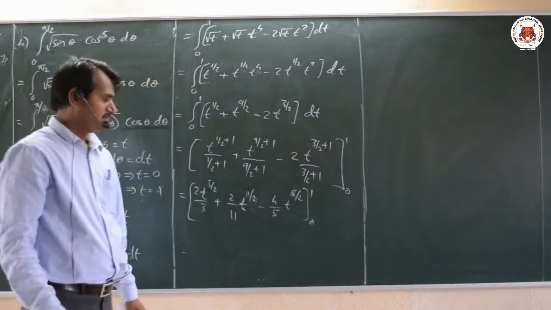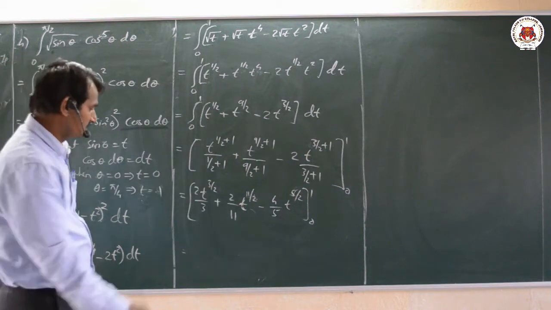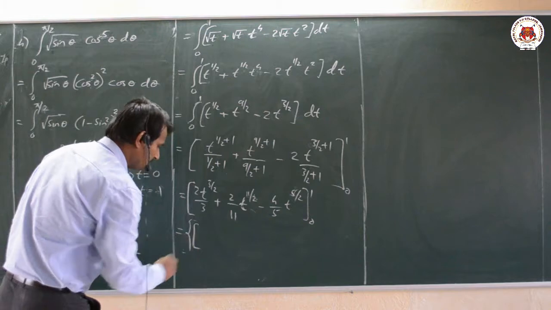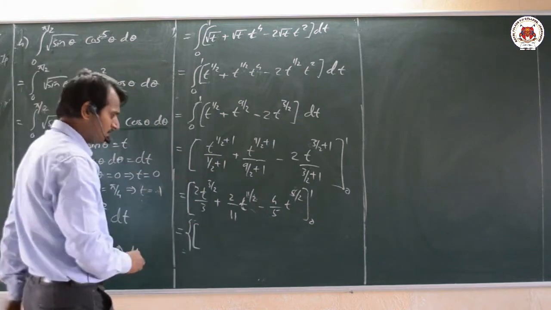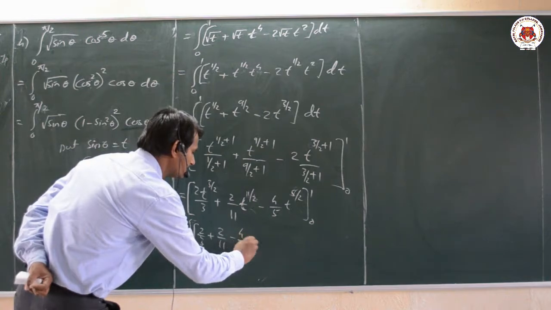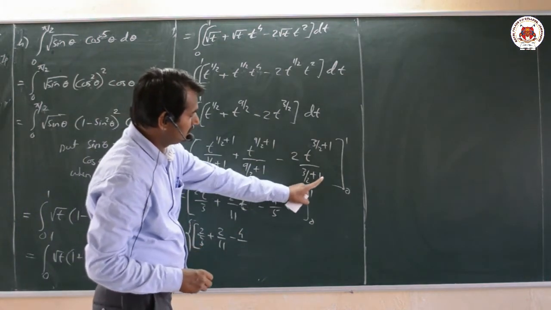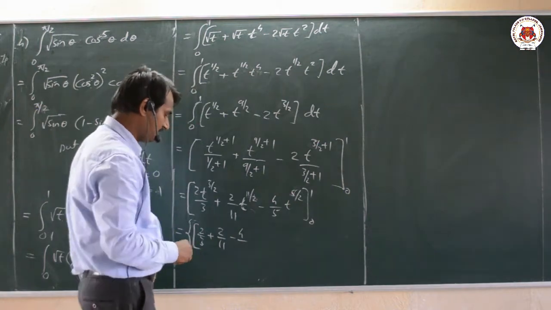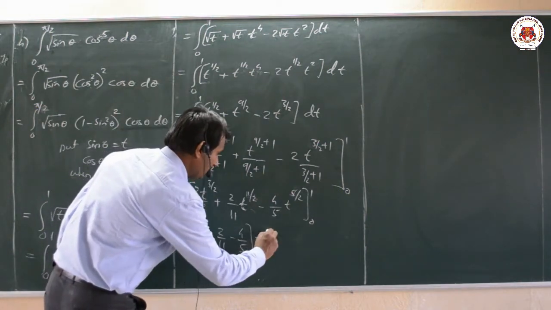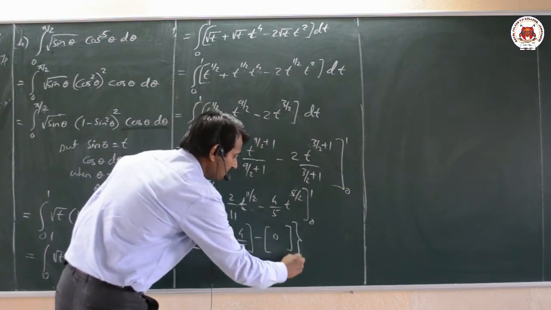Now we can substitute both the upper limit minus the lower limit value here. So now substitute t equal to 1, the upper limit, that is 2 by 3 plus 2 by 11 minus 4 by 5. Upper limit minus lower limit, and t equal to 0 means the value will be 0 here.